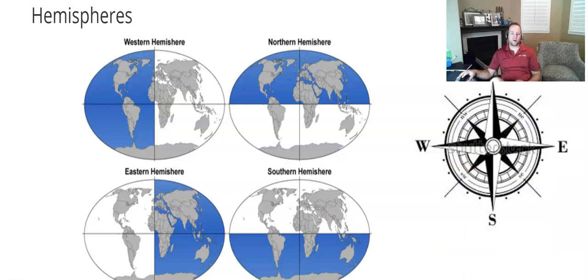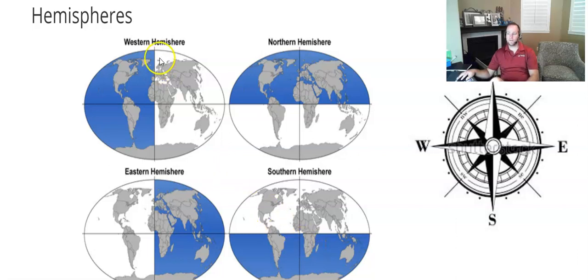We have our Earth, and what we have done is break it down into what are called hemispheres. We have something called the equator that runs across horizontally. It splits the Earth into two. What's north of the equator is called the Northern Hemisphere, and what's south of the equator is called the Southern Hemisphere.